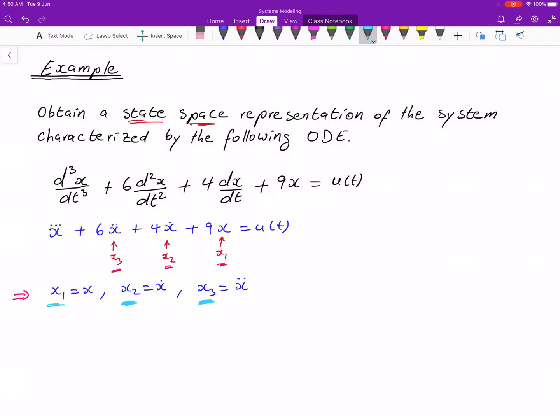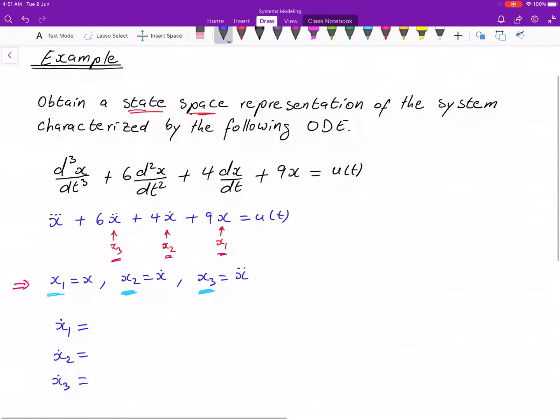Now we need to find the equivalent derivative of each state variable. So I'm going to write x1, our state variable, and its derivative, which is equal to something I don't know yet. I'm going to work on it. We're going to have x2 and its derivative, and x3 and its derivative.